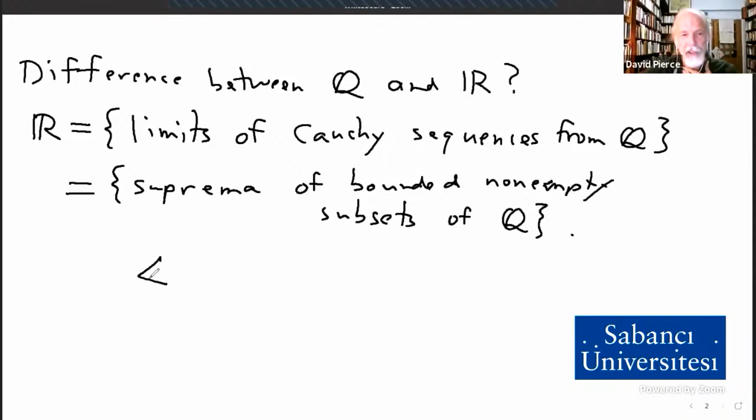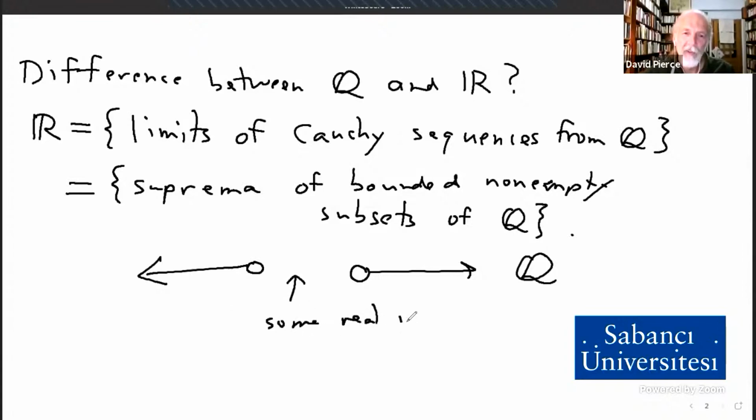In particular, here's the rational number line, and if you break this into two pieces, there may be no rational number that makes the break. For example, the square root of 2 might make this break, but some real number will make this cut. This is Dedekind's idea, the Dedekind cut.